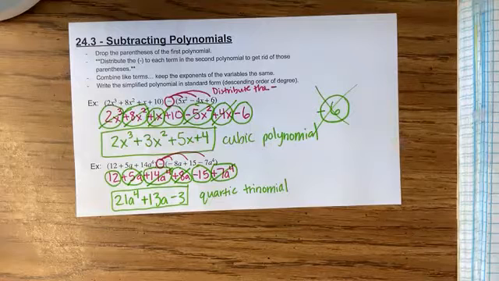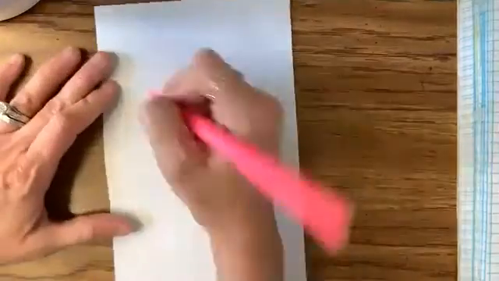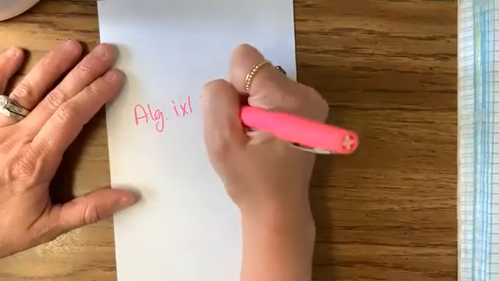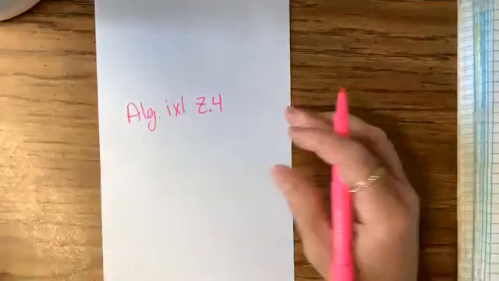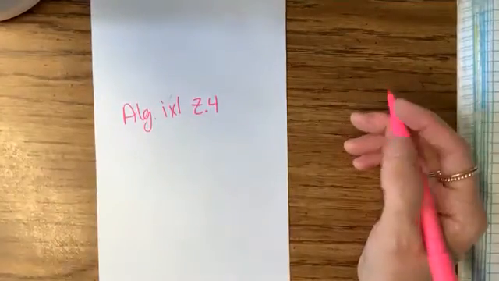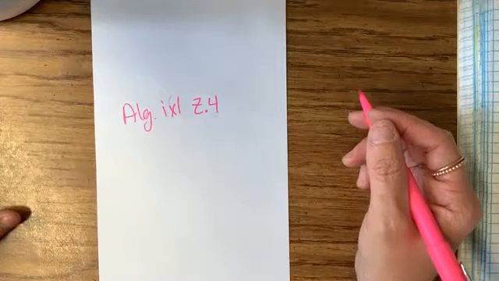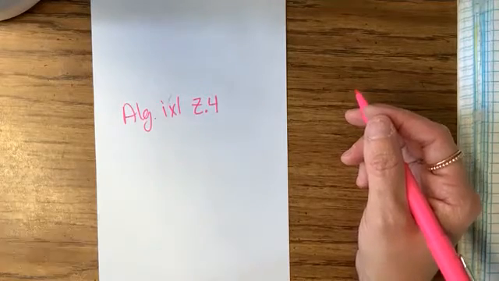I do want you to practice this a little bit either today when you have free time or this evening. So you're going to be doing it for homework, I know, right? Algebra IXL Z4. We are getting back to normal. Z4 is adding and subtracting polynomials. I will put it on Canvas, but you can also just write it on your note paper right now so that if you have free time in class, you can just work on that.